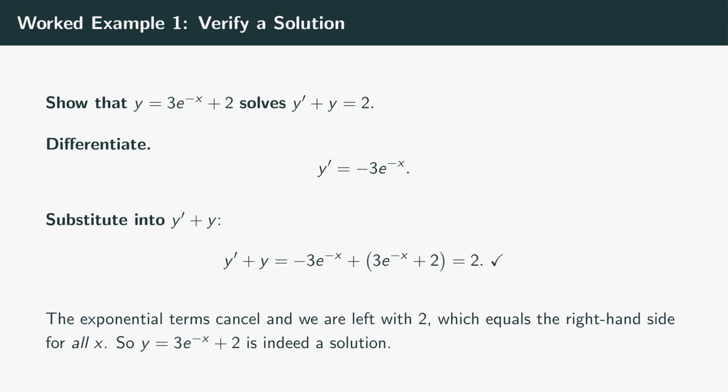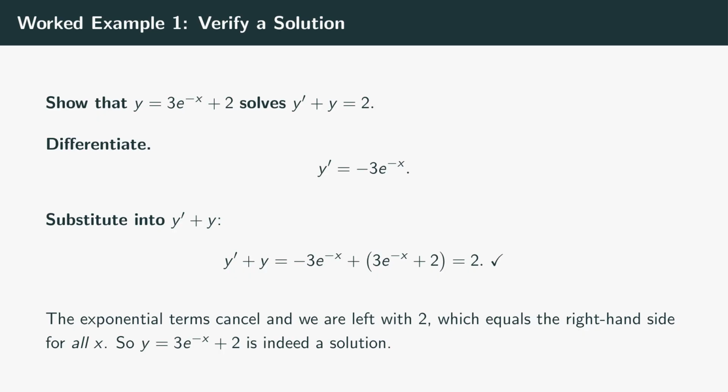Let's work through verifying a solution carefully, because it is a skill you'll use constantly. The claim: y equals 3e to the negative x plus 2 is a solution of the equation y prime plus y equals 2. To check it, we don't solve anything, we just differentiate and substitute. First, the derivative. The derivative of 3e to the negative x is negative 3e to the negative x, and the derivative of the constant 2 is 0. So y prime equals negative 3e to the negative x.